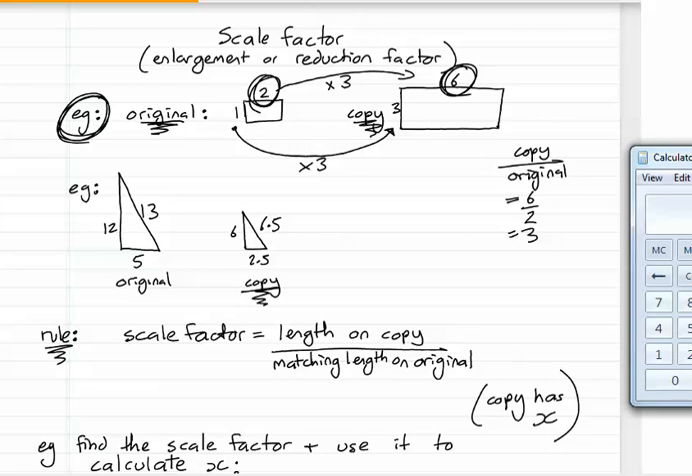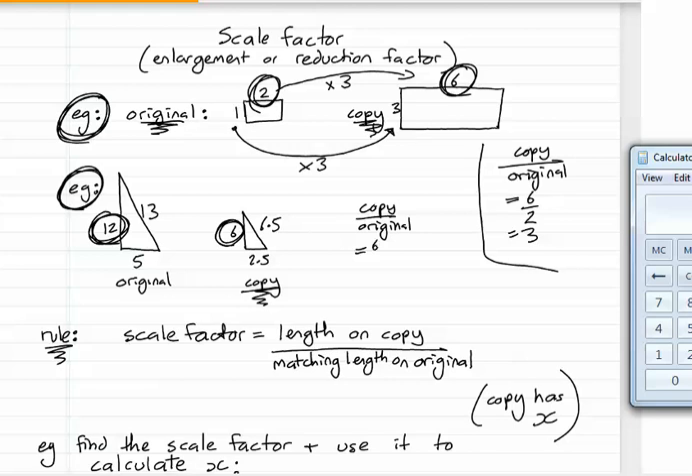The scale factor on my second example, in the triangles, we want to do copy over original. Pick a pair of matching sides. It doesn't matter which pair, but let's choose one that looks easier. So I've chosen the middle length side on each triangle because they're whole numbers. The copy is the smaller one, so I've got 6 divided by 12, which is a half.